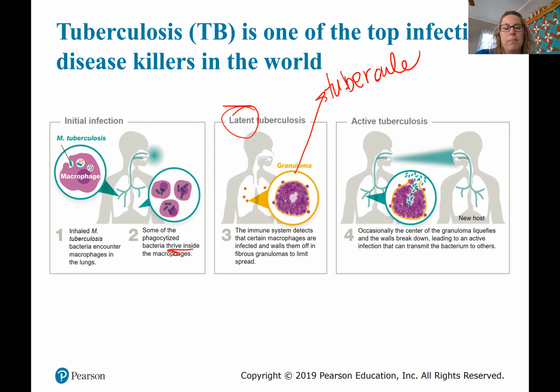And there, basically, these infected macrophages and lots of other types of cells involved in the immune system in the lungs wall off and form these little nodules in the lungs, and they can be detected by an X-ray or a CT scan. Then in active tuberculosis, this tubercle, this granuloma, will burst open. It kind of liquefies and bursts open. And now when they breathe out, they can transmit the tuberculosis to another individual.